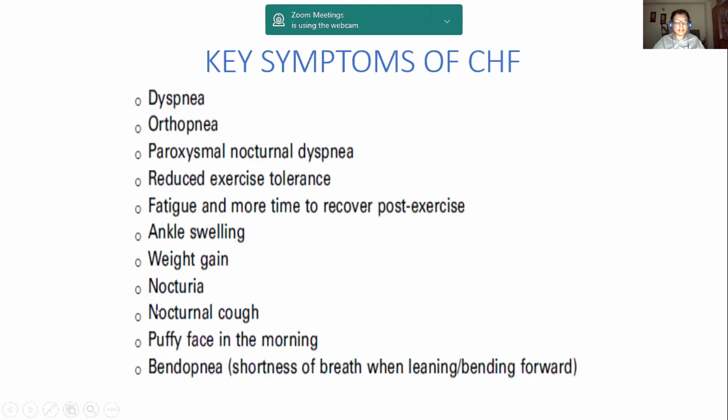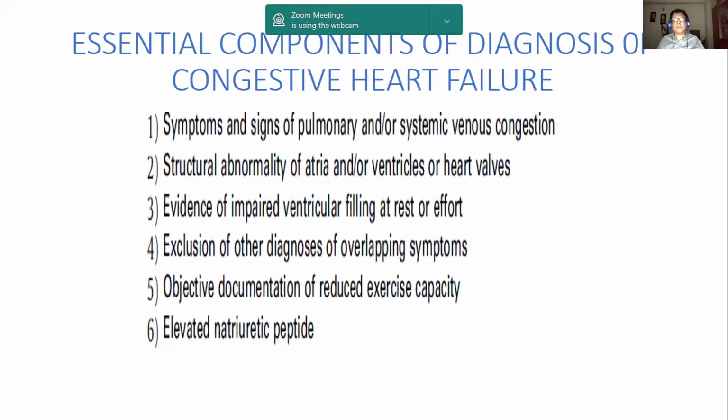And there is another symptom called bendopnea, when the shortness of breath occurs when bending forwards. It may be in some people with a very pendulous abdomen, they have some mechanical problems like this when they bend forwards.